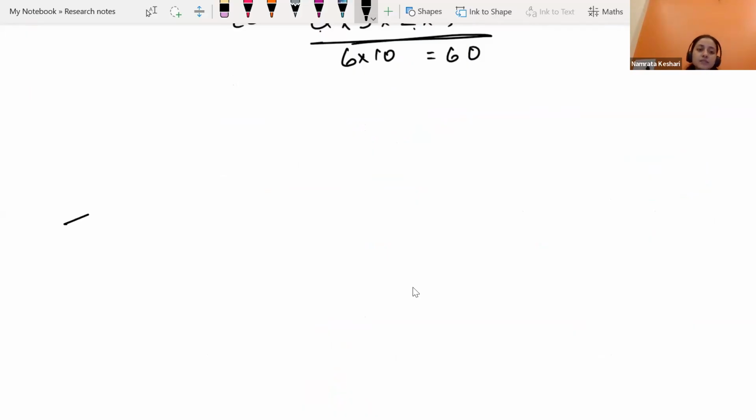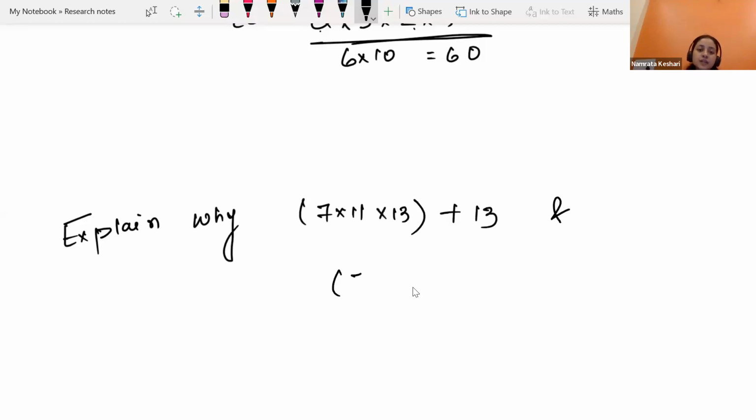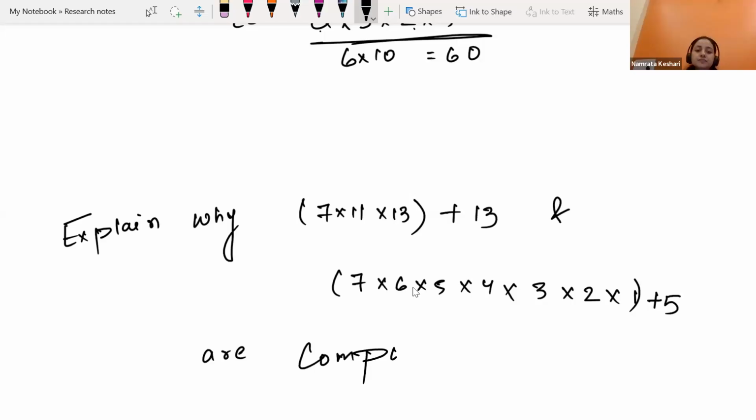Explain why 7 into 11 into 13 plus 13 and 7 into 6 into 5 into 4 into 3 into 2 into 1 plus 5 are composite numbers. Tell me why these two are composite numbers.